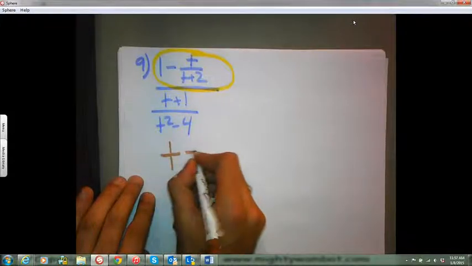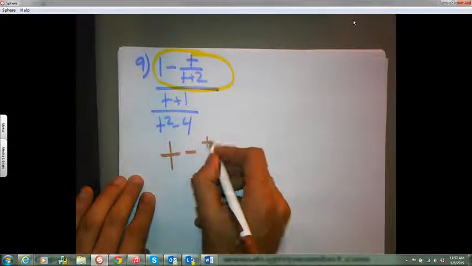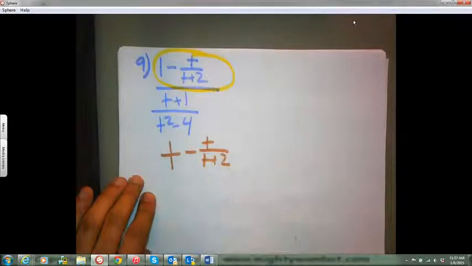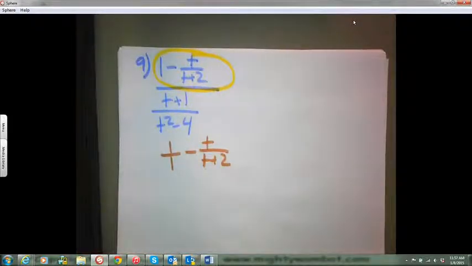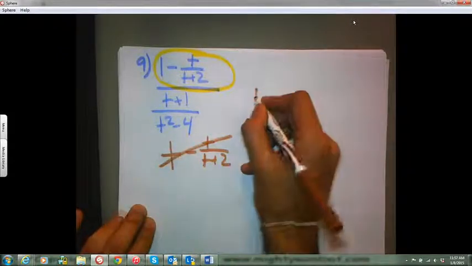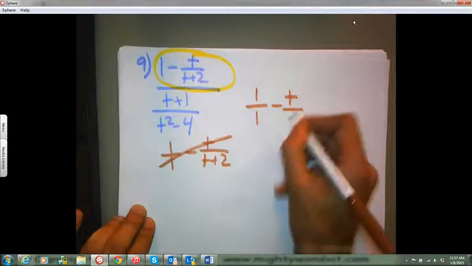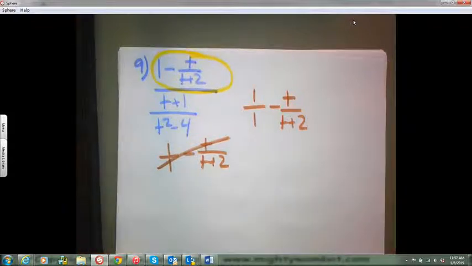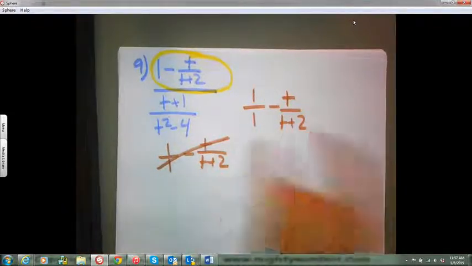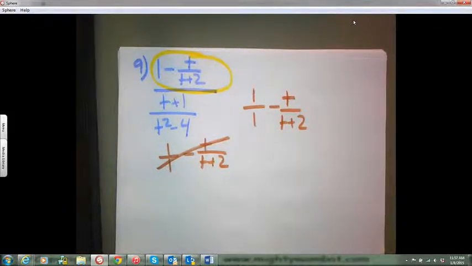So here we are. This is supposed to be 1 over 1, not t. Let me rewrite this. So we have 1 over 1 minus t over t plus 2. And the question is, how can we make this one fraction? So I have one fraction minus another fraction. As you all learned probably back in 6th grade, you need a common denominator.